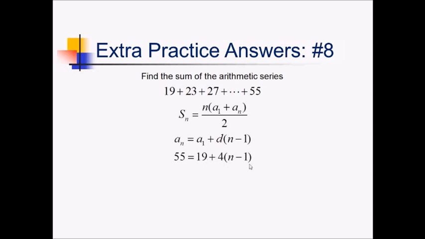Doing a little algebra now, 55 minus 19 is 36. Distributing the 4, we have 4n minus 4. Adding the 4 over here, that's going to be 40. Divide by 4, I can do that without a calculator, that's 10. Let's plug it in and see what we get. So the sum of the 10 terms here is going to be 10 times (19 plus 55) all over 2.